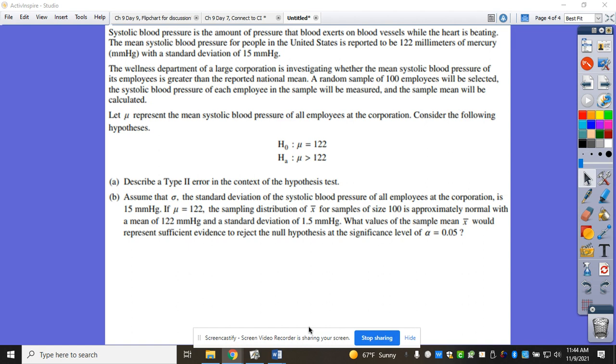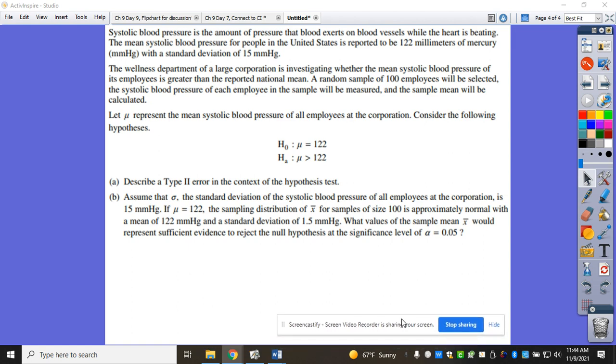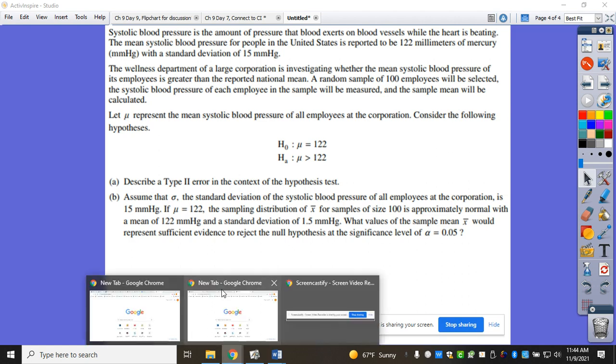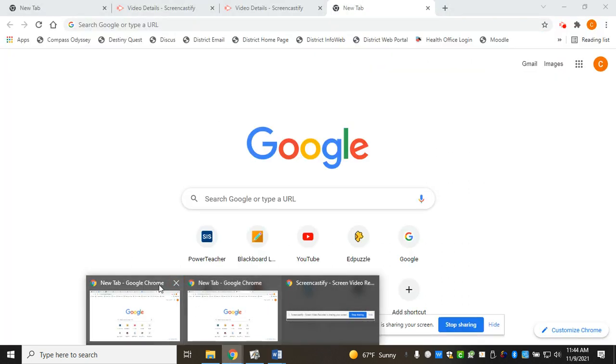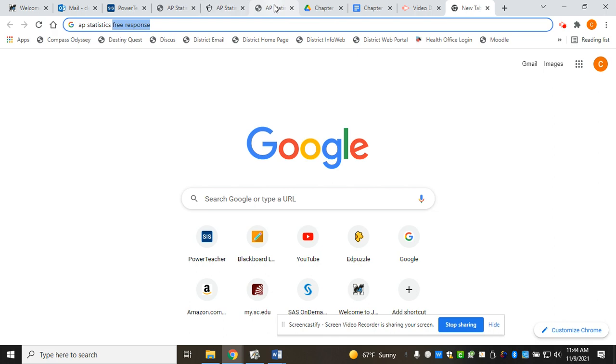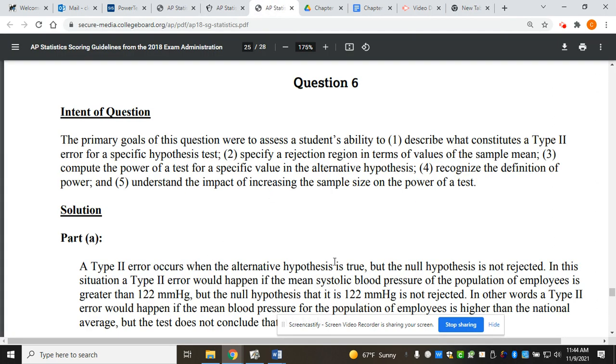Yes, type 2 error should be really easy, especially based off the problem we just did. Their typed answer: a type 2 error occurs when the alternative hypothesis is true, but the null hypothesis is not rejected. In this situation, a type 2 error would happen if the mean systolic blood pressure of the population of employees actually is greater than 122, but the null hypothesis is not rejected. That's confusing. I don't like the way they worded that one.